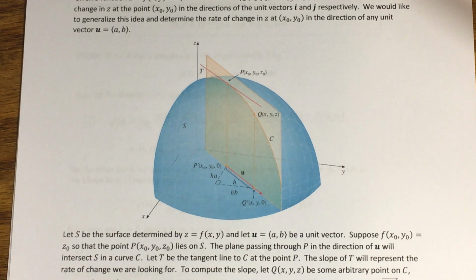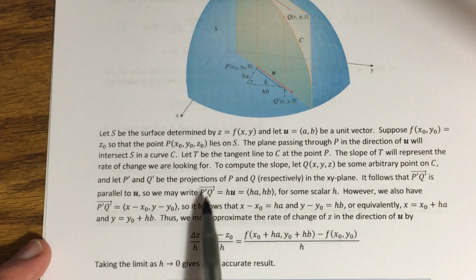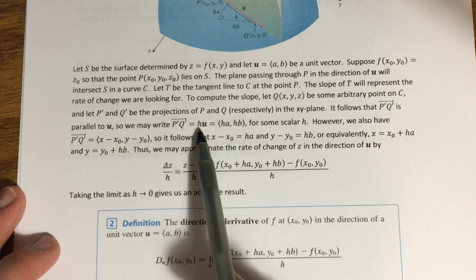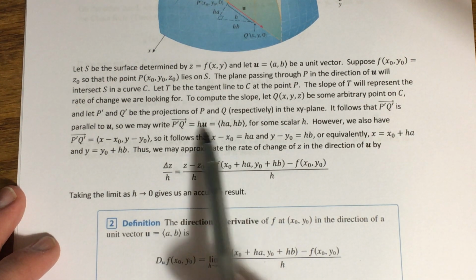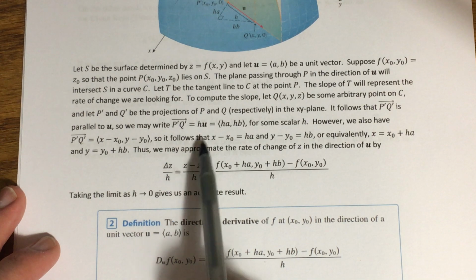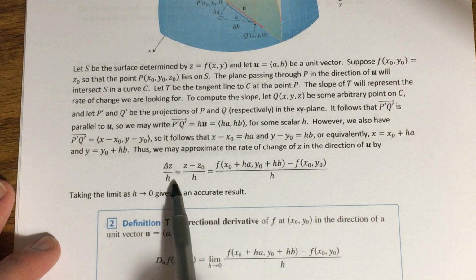Okay, so what would that distance be, first of all? Well, the distance would be the length of the vector p prime q prime, but if you find the norm of this vector, it's just h. Remember, this is a scalar h times a unit vector, so the magnitude of this vector is going to be h. That means that in my denominator here, I want to put h.